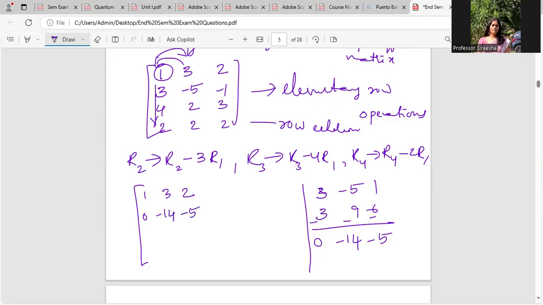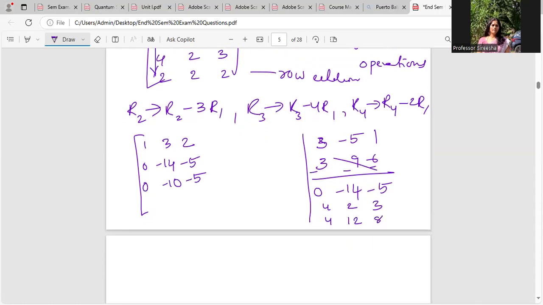Coming to the operation on R3. R3 is 4, 2, 3. 4R1 is 4, 4 3 is 12, 4 2 is 8. So 4 minus 4 would be 0. 2 minus 12 would be minus 10. 3 minus 8 would be minus 5. Is this correct? 9 minus 5 is minus 14 only. Let me recheck: 3 ones is 3, 3 threes is 9, and 3 twos is 6. Okay.